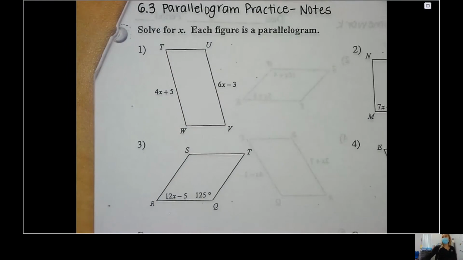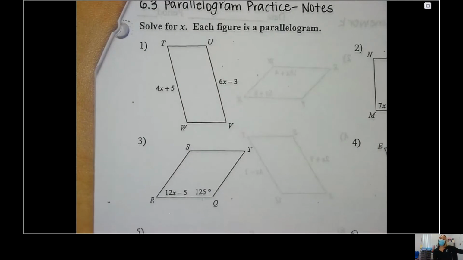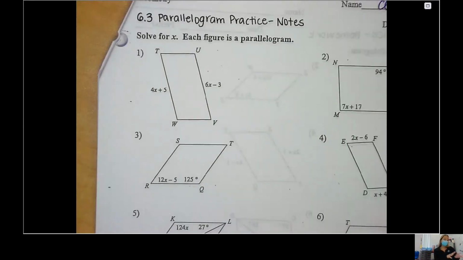For questions 1 through 6, we're going to do some together and you're going to do some on your own. We are going to solve for x. That's all you have to do for 1 through 6. It says each figure is a parallelogram, so every picture on this worksheet is a parallelogram, and they all have the same properties.